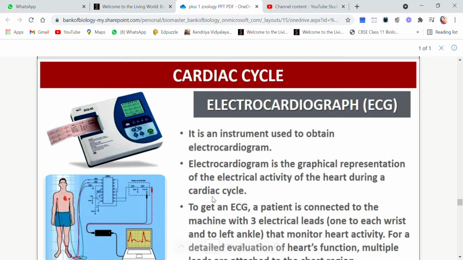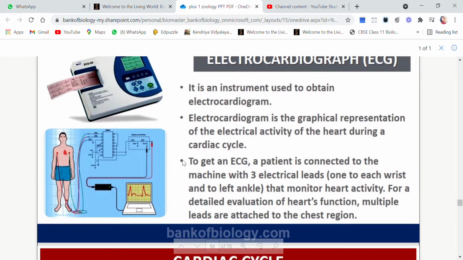So, when the person's heart is undergoing a cardiac cycle, that electrical activity is represented graphically on a sheet of paper, as you see here. This is called the electrocardiograph, and that graphical representation is called the electrocardiogram.